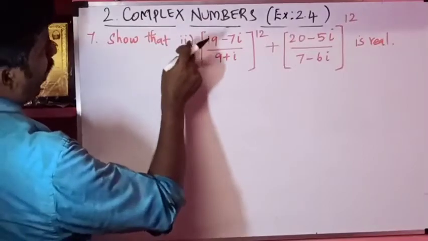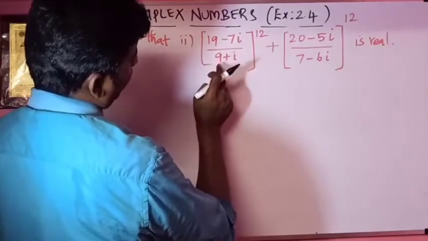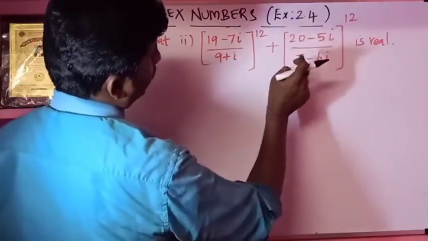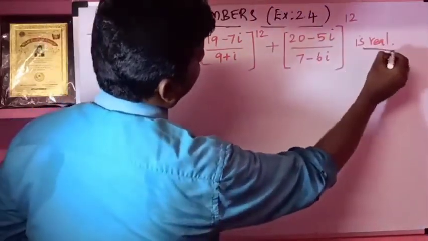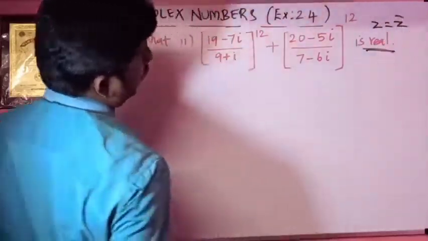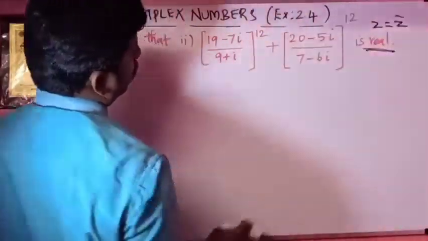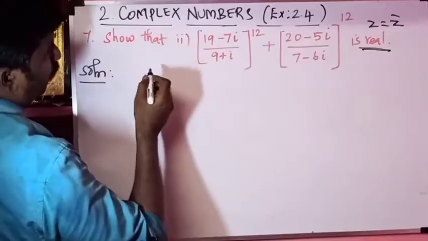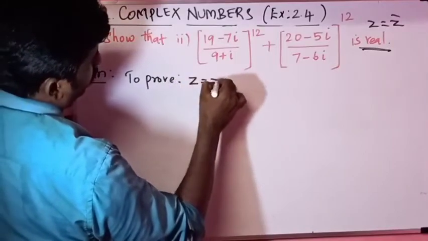See the second point in 7th question. Show that 19 minus 7i divided by 9 plus I the whole power 12 plus 20 minus 5i divided by 7 minus 6i the whole power 12 is real அப்படின்னு prove பண்ணனும். Real னா என்ன அர்த்தம்? The z equal to z bar. Imaginary na z equal to minus z bar போட்டோம் இல்லையா? Real na z equal to the z bar, right? The solution here, first we have to prove the z is equal to z bar, right?